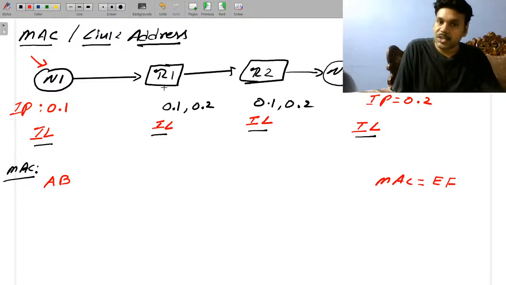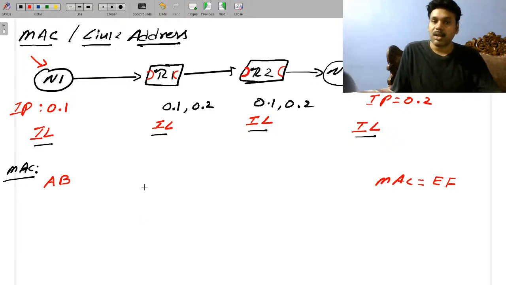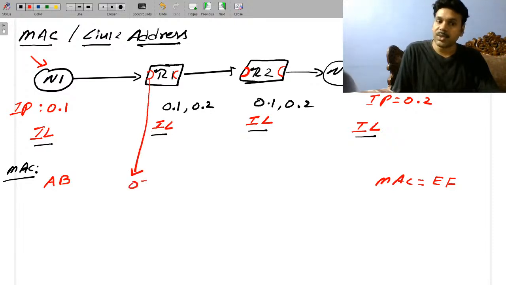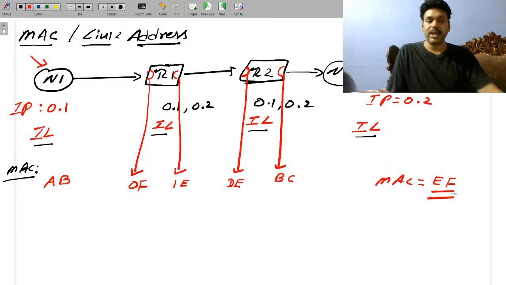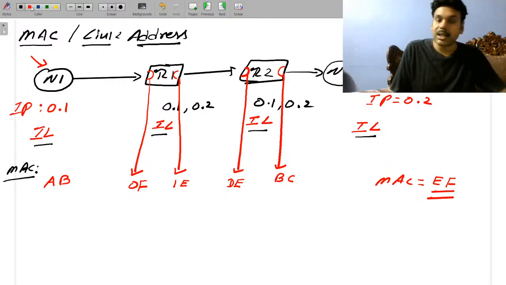Now you see, router 1 also has MACs. Two ports are there on router 1, one input and the other output, so it has two MACs. Let me write: one MAC is 0F and the second port MAC is 1E. And R2 has DE and next it has BC. And the destination I already gave you as EF.